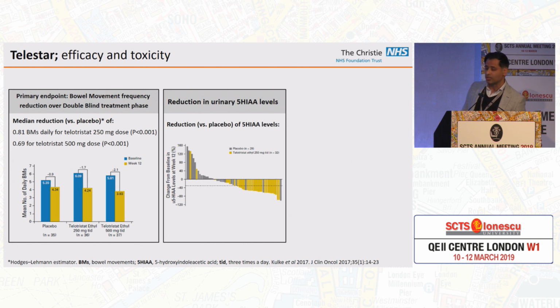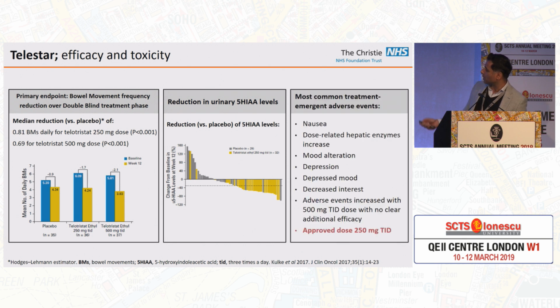There's a reduction in the urinary 5-HIAA, which is a surrogate of the serotonin that's being produced by the body. And it was well tolerated, as long as you kept it at a dose of 250 milligrams. And so, ultimately, NICE has approved this drug for refractory syndromic patients, and it's approved it at a dose of 250 milligrams because the 500 milligrams didn't really add much to efficacy, it just added a little bit more toxicity.